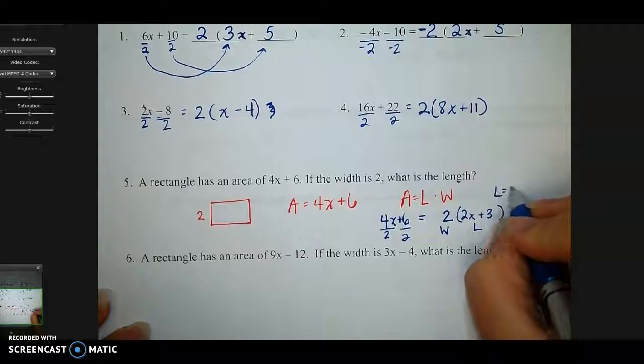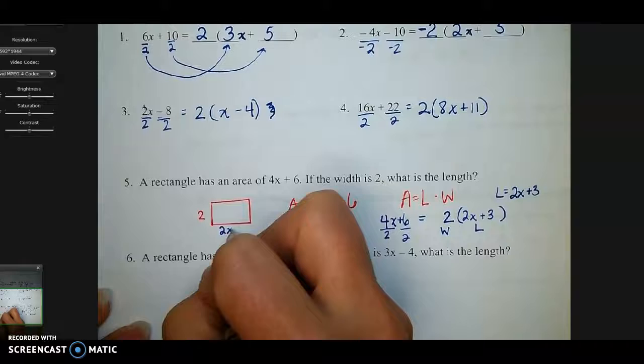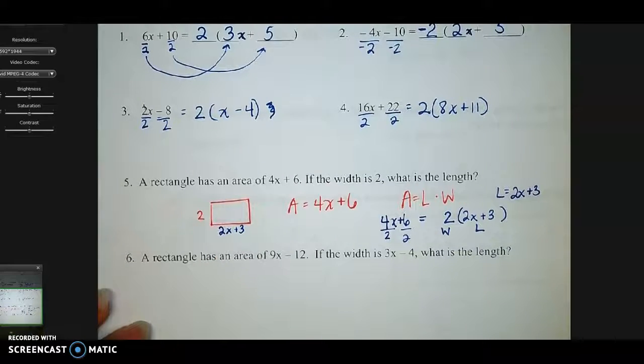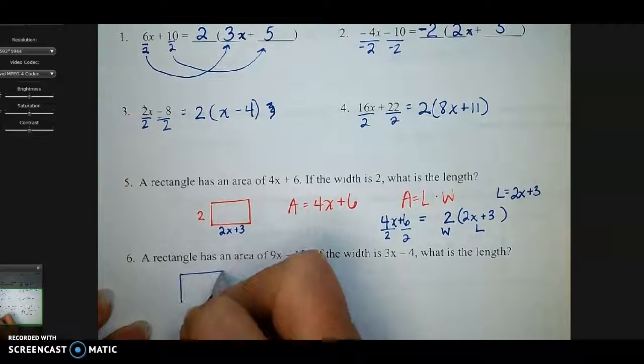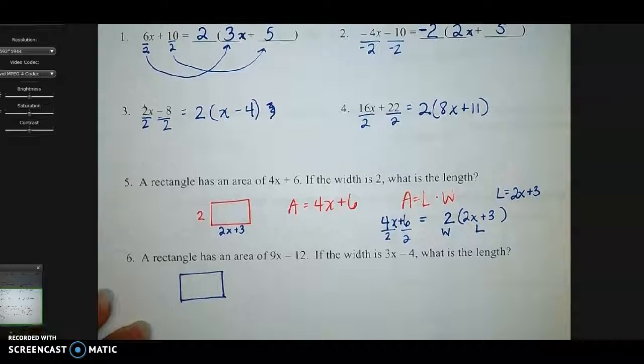So the length is equal to 2x plus 3. And if I were to multiply those, it would get me back to the 4x plus 6, which was my area. Same thing down here again. You might want to pause the video and try this one on your own.